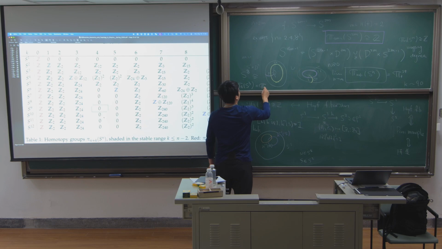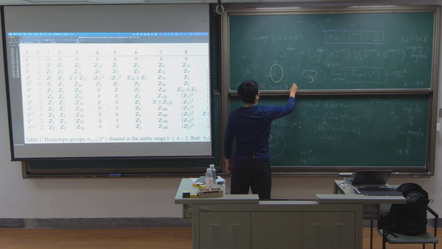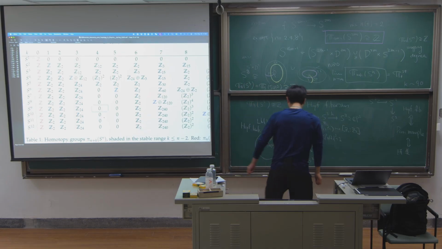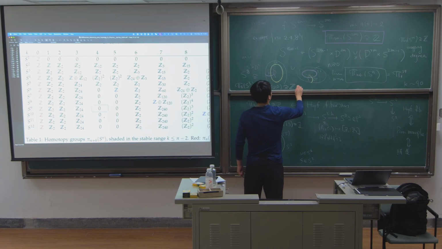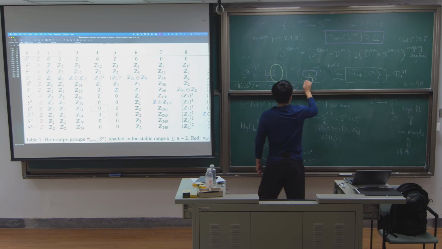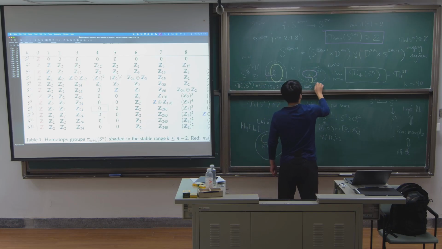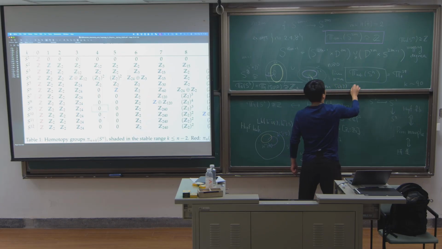And then also pi 4 of SU2. And this is Z2, sorry, Z2. Okay, and this is related to the so-called Witten's anomaly, the SU2 anomaly.